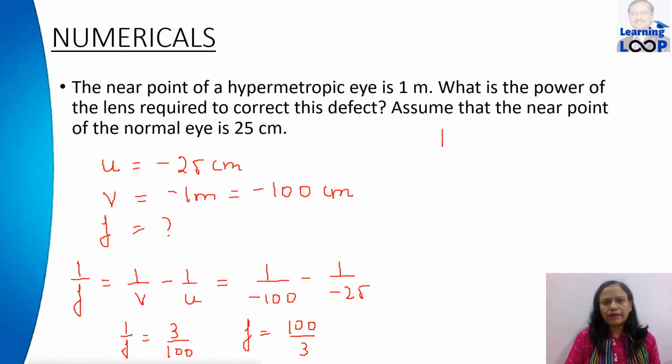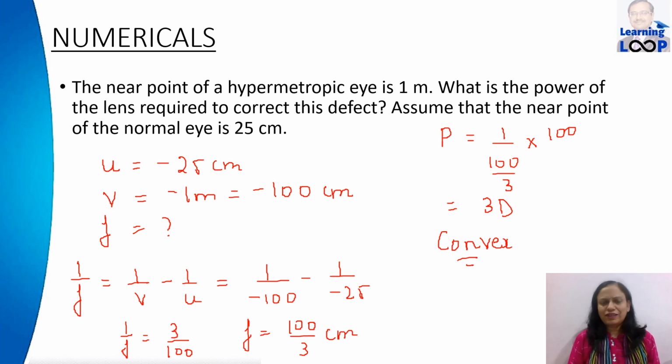Now you have to find out the power, because you have not been asked the focal length, so there's no need to convert it to decimals. We straight away use the formula for power, that is 1 upon focal length in meters, that is 1 upon 100 upon 3 times 100, because this was in centimeters. Now we have converted to meters, and that gives your power as 3 diopters. That positive power tells you that the nature of your lens is going to be a convex lens. So that is how you solve these questions.